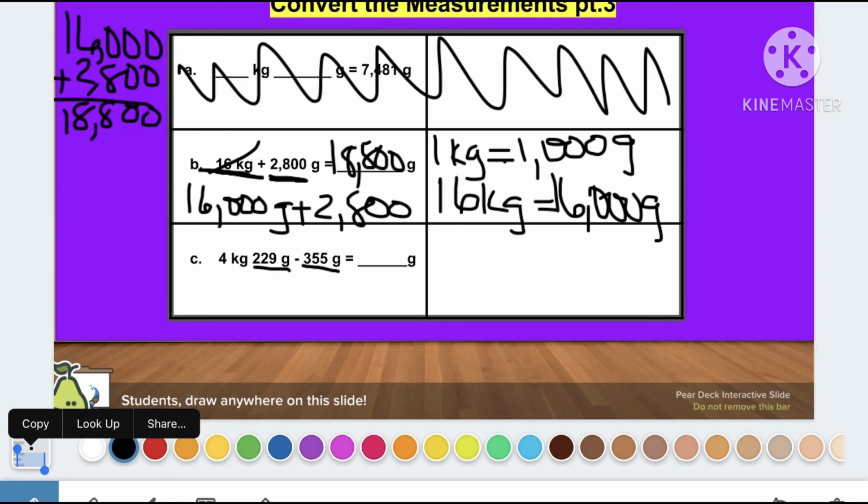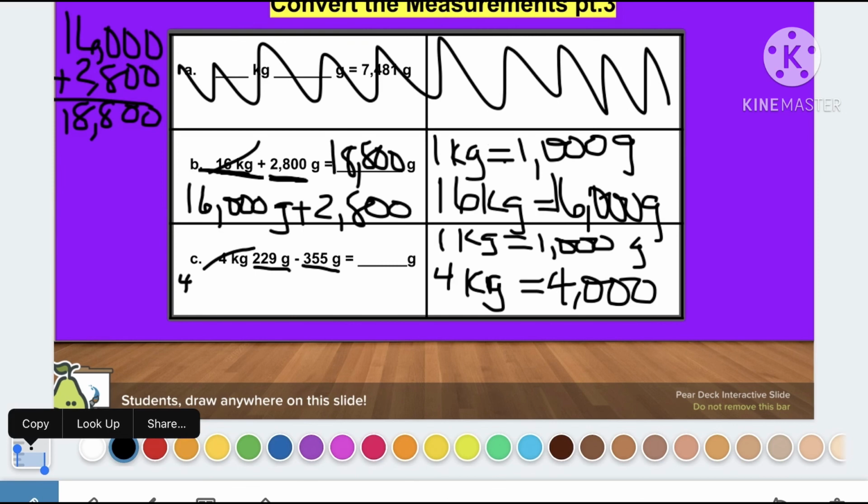I'm not doing anything with these numbers because they're already in the correct form for their measurement. Instead, I need to convert kilograms to grams. Remember, 1 kilogram equals 1,000 grams. So, how many grams are in 4 kilograms? Yeah, easy peasy. 4,000. So now I have 4,000 grams plus 229 grams minus 355 grams. When I combine 4,000 and 229, I have 4,229 minus 355.